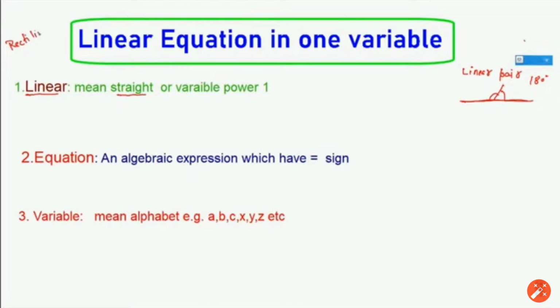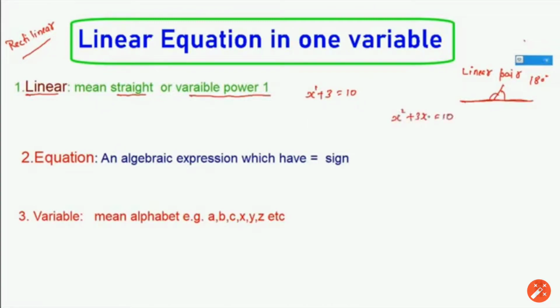Here we have to understand the meaning of linear. What is the meaning of linear? That means straight, or variable power 1. For example, x plus 3 equal to 10. Here the power of the variable x is 1. That's why this is linear.